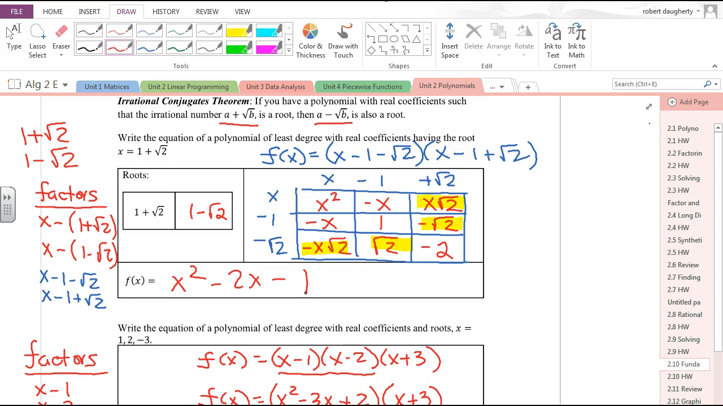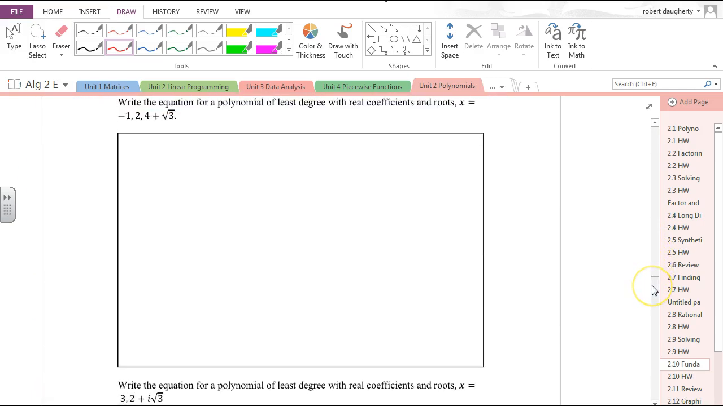Okay? Let's do a few more of these before we call it a day. The big thing here is just staying organized, okay? Give the equation of a polynomial of least degree with real coefficients and roots negative 1, 2, and 4 plus root 3. Based on those roots, is there another root that has to be there? Which one? Right, so it's going to be 4 minus root 3 has to be there. If 4 plus root 3 is a root, then 4 minus root 3 has to be a root.